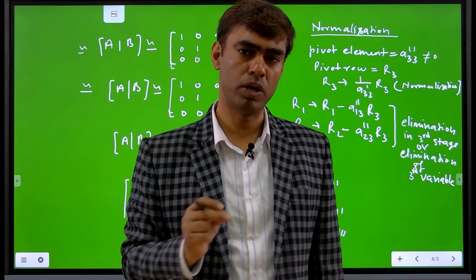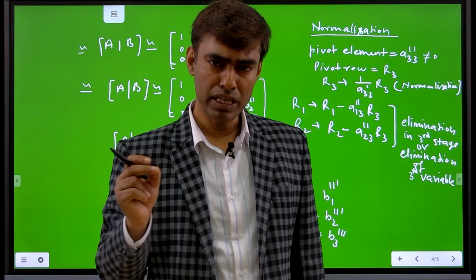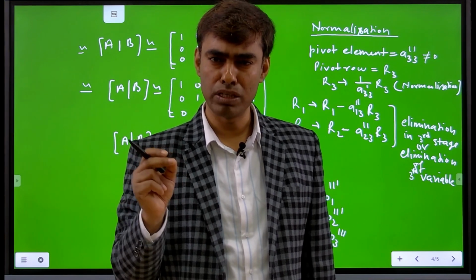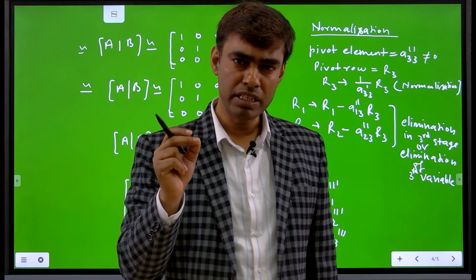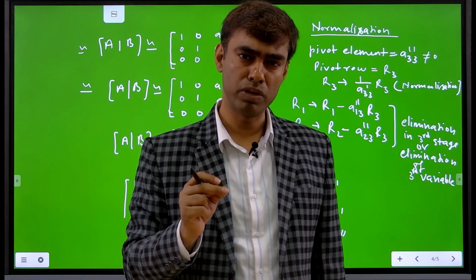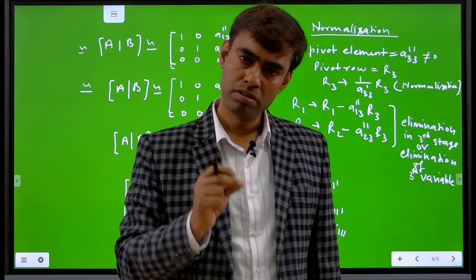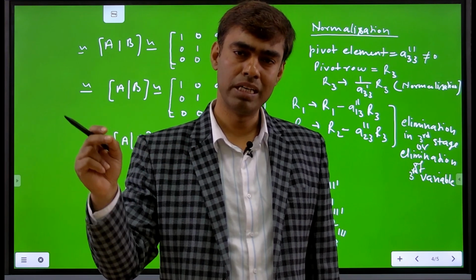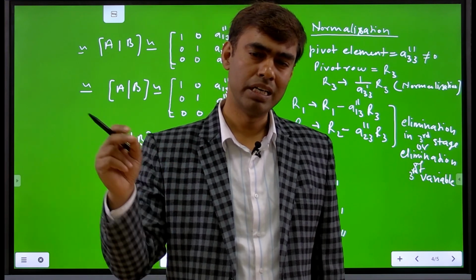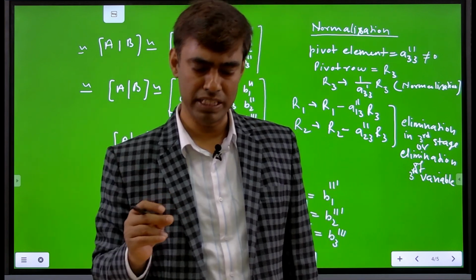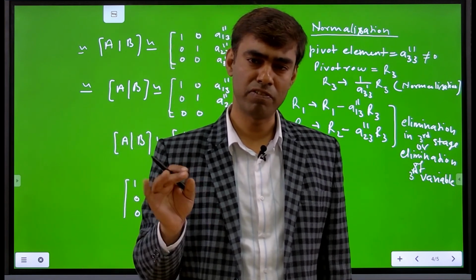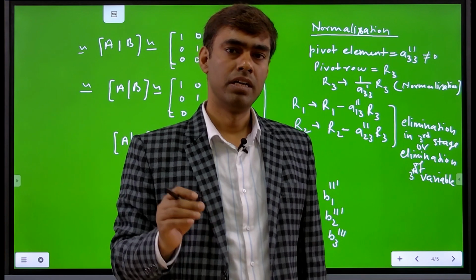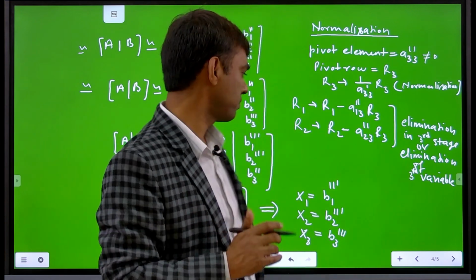Then the first element of the first row becomes 1. So in the normalization process we try to convert the coefficient of x1 in the first equation to 1, the coefficient of x2 in the second equation to 1, and the coefficient of x3 to 1 in the third stage of elimination. So before elimination we perform the normalization, then we perform the elimination.